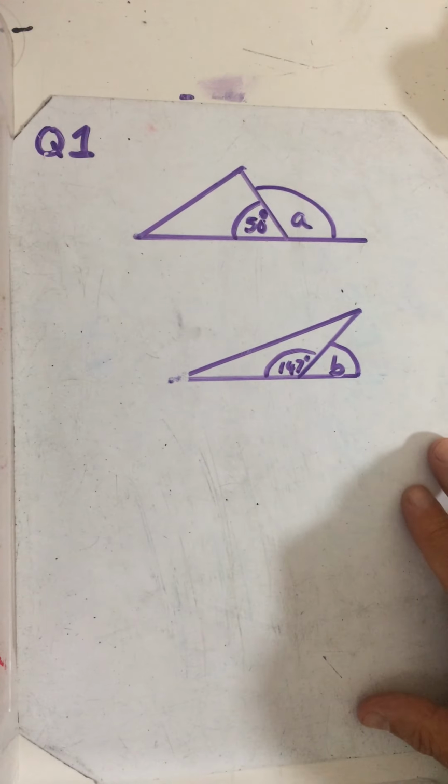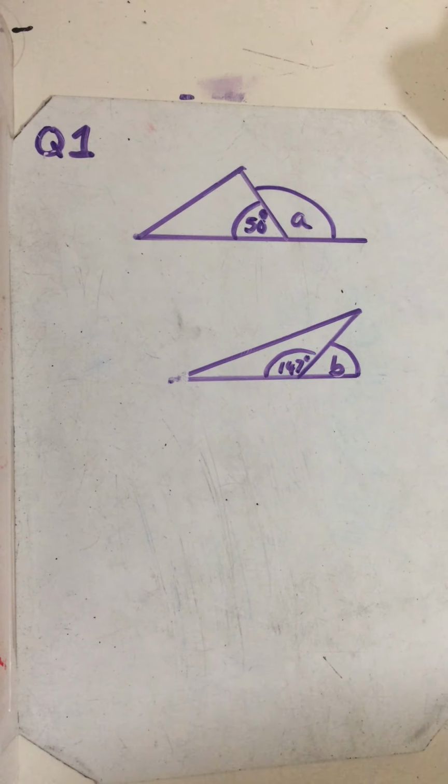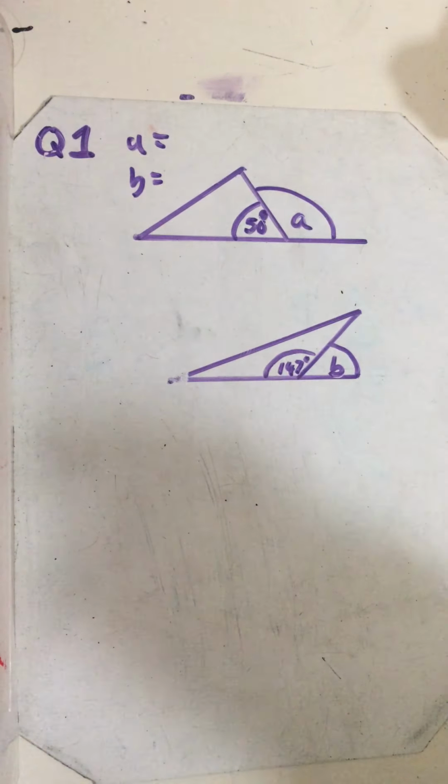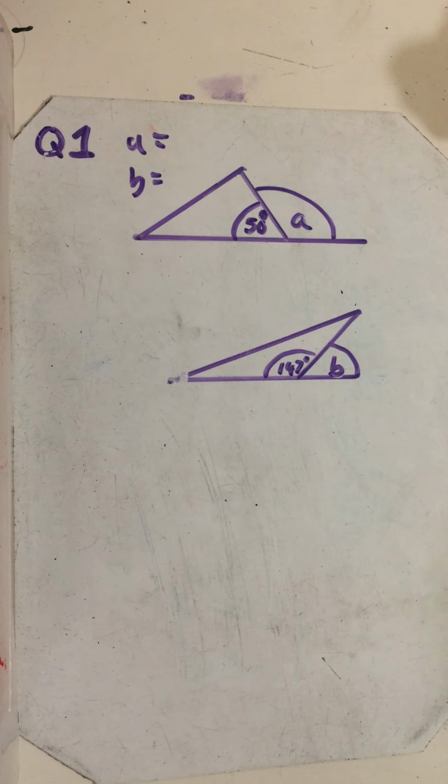So call it question 1. Question 1, work out angle A and work out angle B. So it would be question number 1, A equals, B equals in your books. You do not need to draw the triangles. So pause the video, have a go at those, then we'll carry on with the lesson.